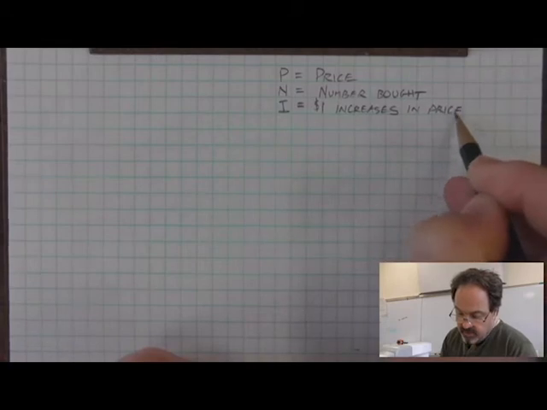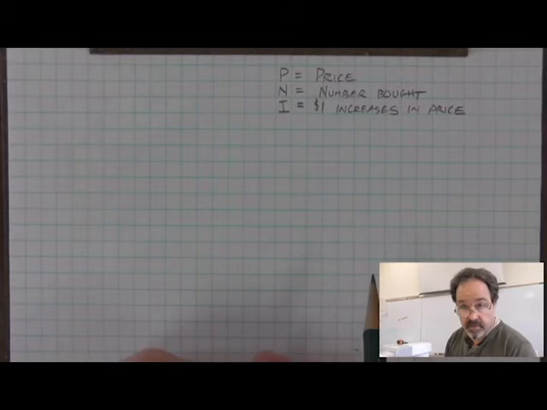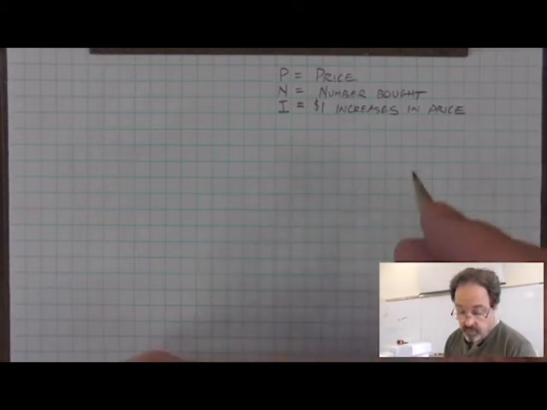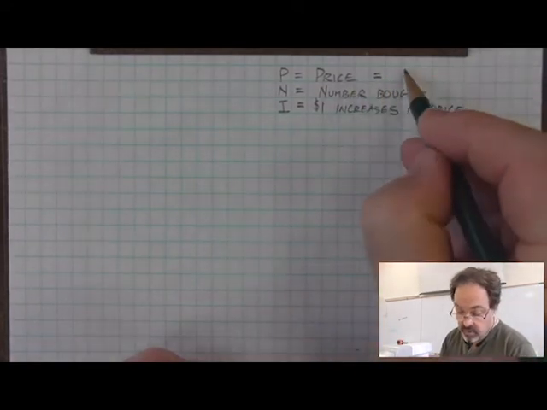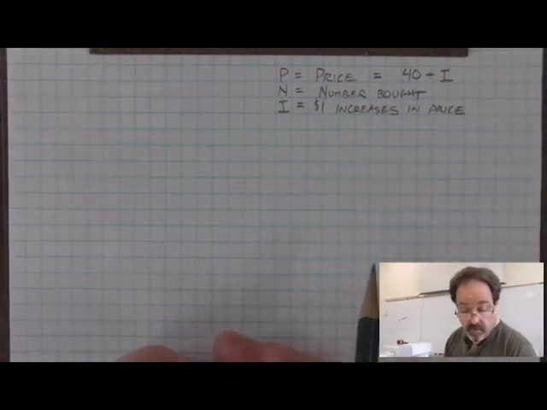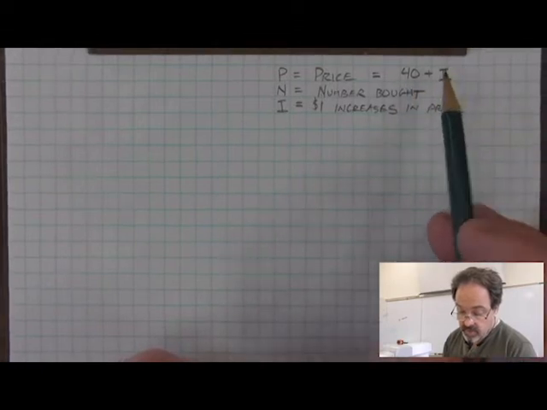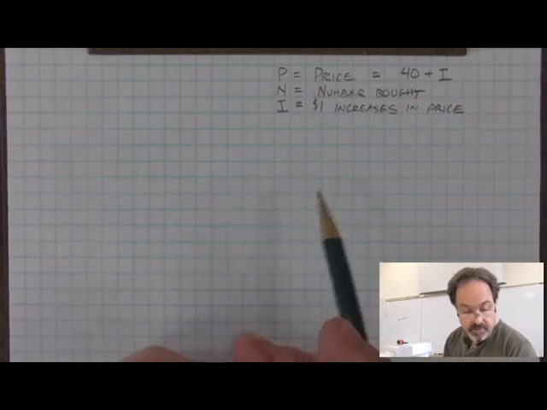And now I can backtrack and think, if I'm going to increase a price, it must be increasing from some amount. And that amount was given to me earlier in the reading. $40 was the starting price of each board. So I can think of price now as an expression of the $40 plus the number of times I'm going to increase it by $1. I'm now relating the variable P and I. I'm going to continue reading.